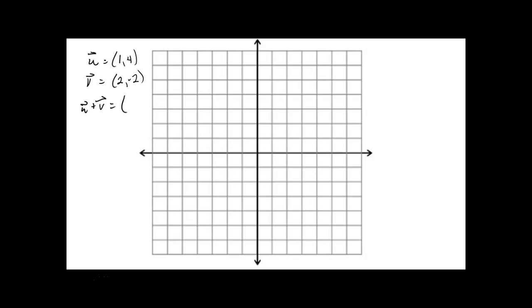The easy way to do this is just add components. First component, 2 plus 1 is 3. Second component is what? Two. 4 minus 2 is 2. There is your resultant, the sum vector. And it is a vector also.